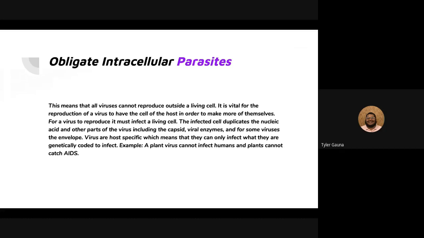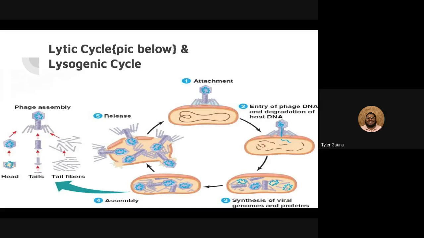So if a virus was for a plant, such as a tree or a bush, it can only affect that. Plants can't catch AIDS. There's no way for that to happen, because AIDS is a virus that has been made for animals, such as us. Cats can catch AIDS. Monkeys can have AIDS. A few other animals can have AIDS.